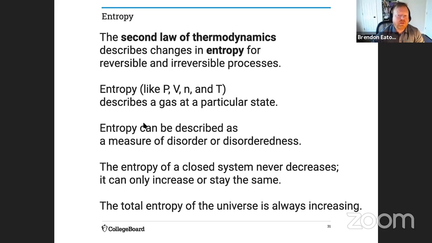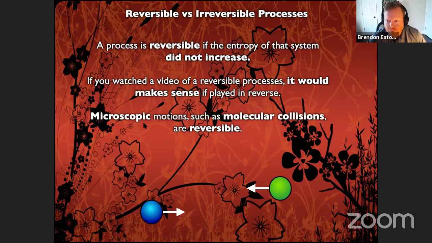So how does that look in terms of different types of processes? So we have reversible and irreversible processes, and we'll start talking about reversible. In reversible processes, the entropy of that system did not increase. So think in terms of, just to kind of put this in a nutshell from physics 1 type terms, if you had a perfectly elastic collision between two objects, you can kind of think about that as a reversible process.